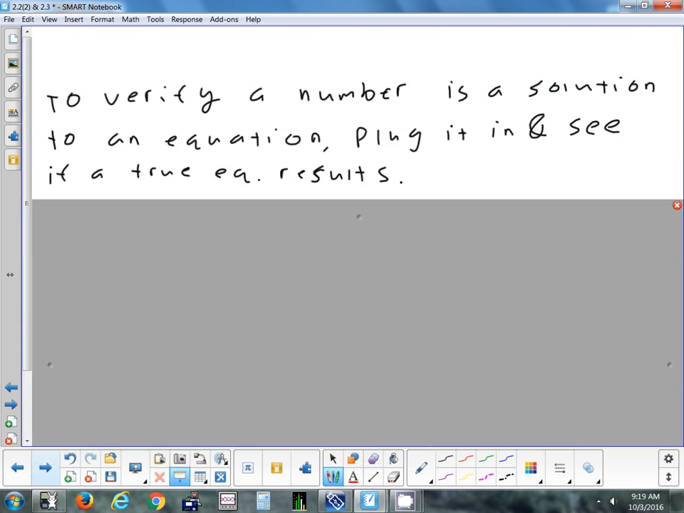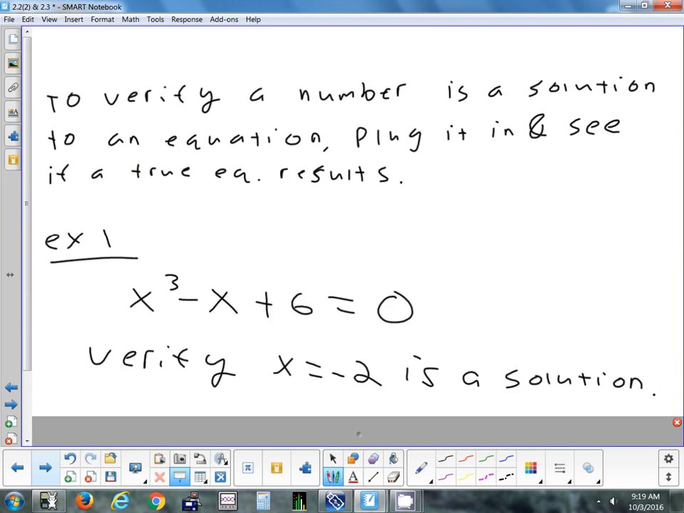All right. Okay, so if you want to check if a number is a solution to an equation, all you have to do is take what you think is the solution, plug it in, and see if you get a true statement. This might be a little hard to solve without a calculator on our own. We don't have the cubic formula. There is a cubic formula, but we don't use it. It's very, very complex.